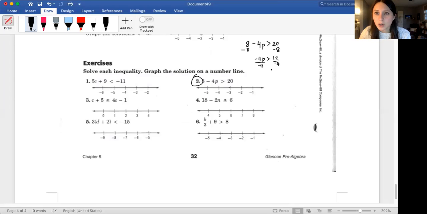Now, this is the tricky part because it's easy to forget and it just takes practice. So if you forget, it's okay. Just look back at it and say, okay, I forgot to flip the sign, which is a normal thing to do. It just takes practice. So because I divided by a negative, I need to flip the sign. And now when I work this out, this becomes negative 3. And my answer is p is less than negative 3. So I'm going to shade this to the left, being less than negative 3.